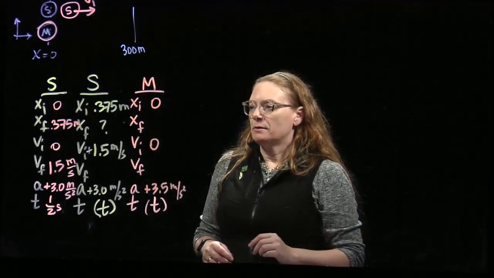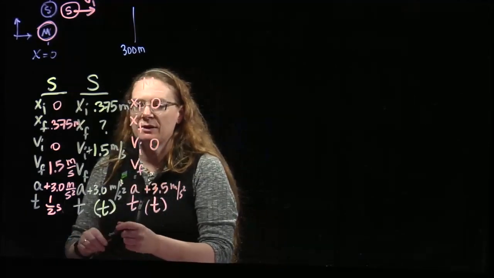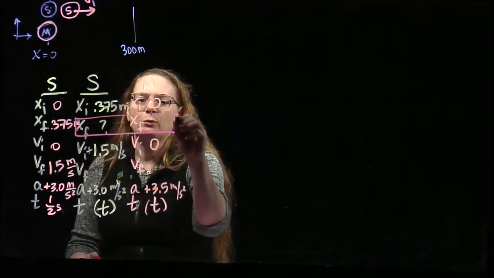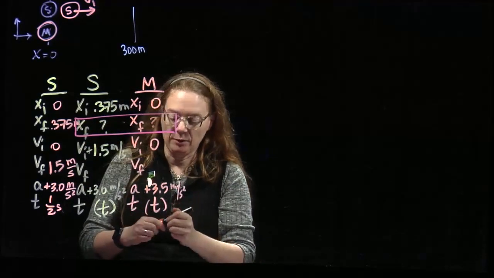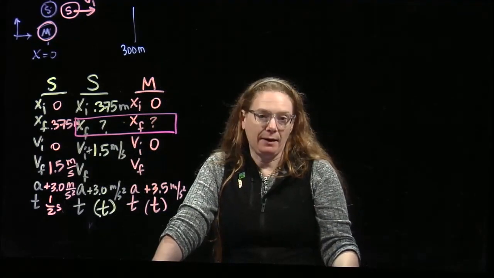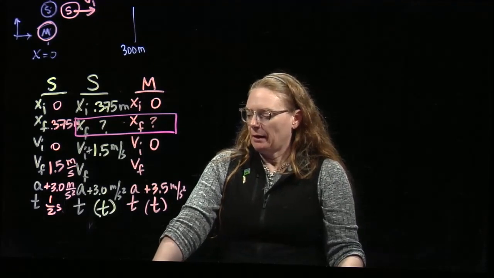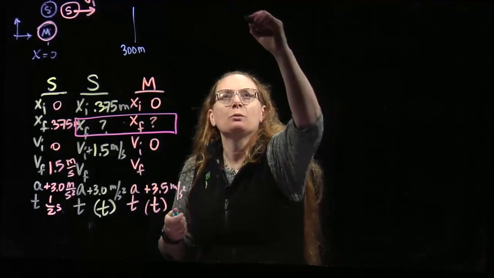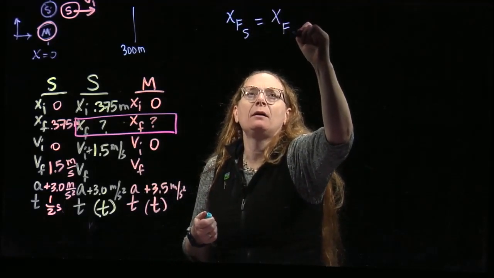All right, so we have the final position of these two is the same. That's what we want to know, where do they meet up? Where is the Maserati catching up with the smart car? And based on that information, who wins the race? Okay, let's do it. Just like last time, I am going to set x final of the smart car to be x final of the Maserati.